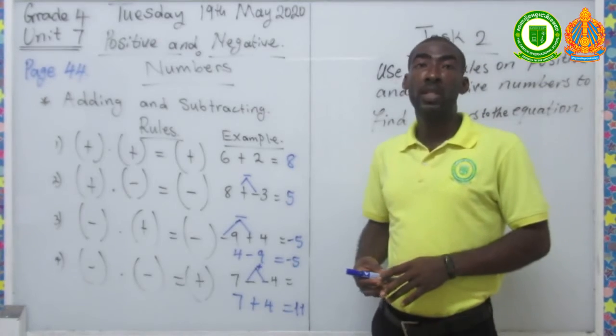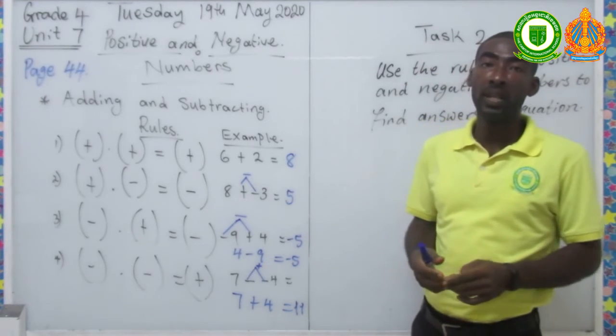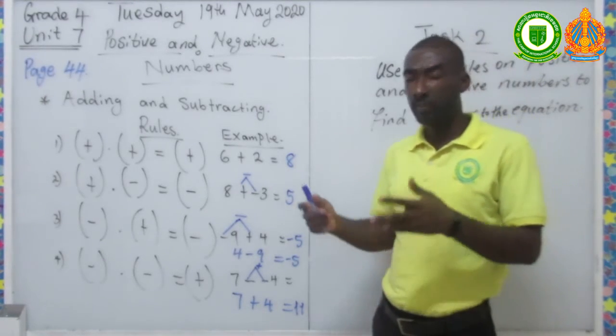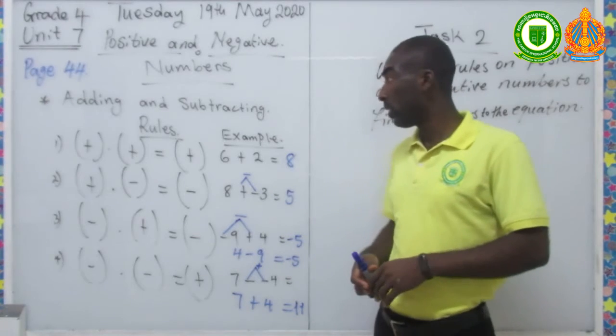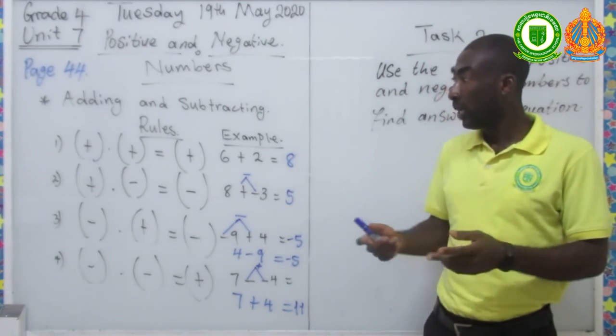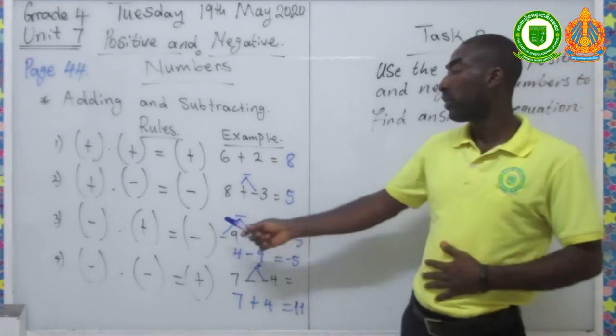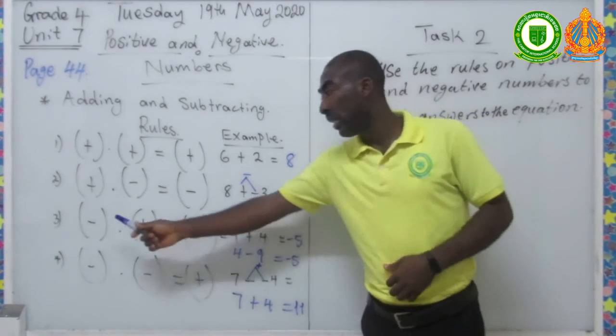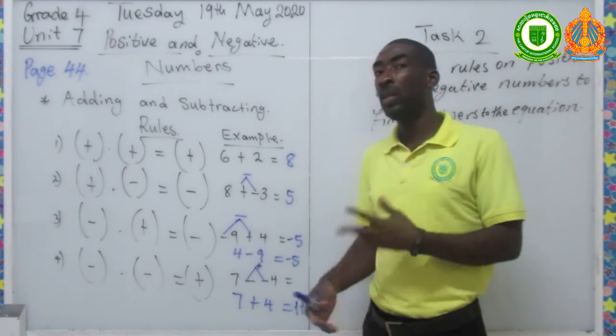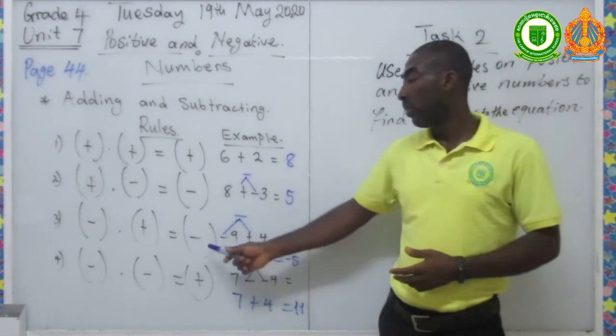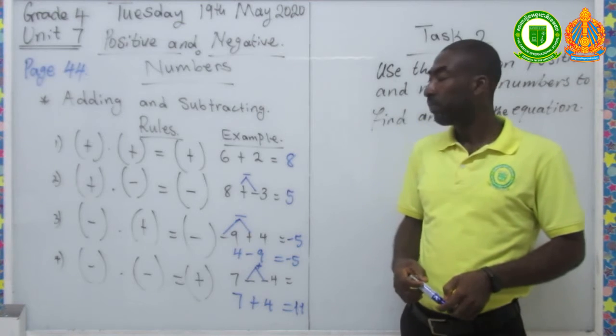The first rule is that when a positive and a positive come together, you get a positive. When a positive and a negative come together, you get a negative, and when a negative and a positive come together interchangeably, you also get a negative sign.